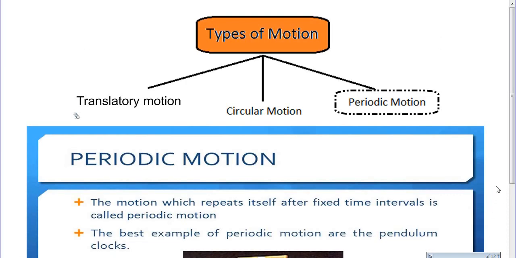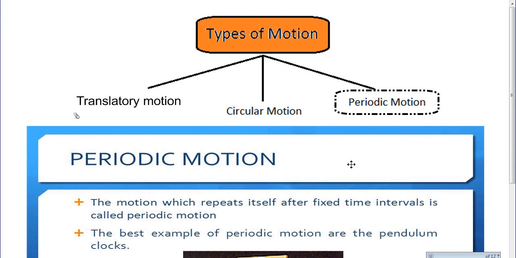From them, the first type is translatory motion, like the motion of a car, the motion of a train, or any moving object on the road. The second type is circular motion, like the motion of the earth around the sun, the motion of the pointer of a clock, or any object that moves in a circular path.